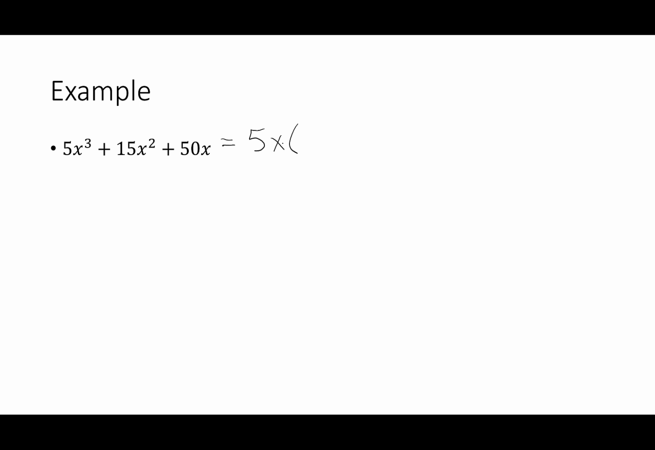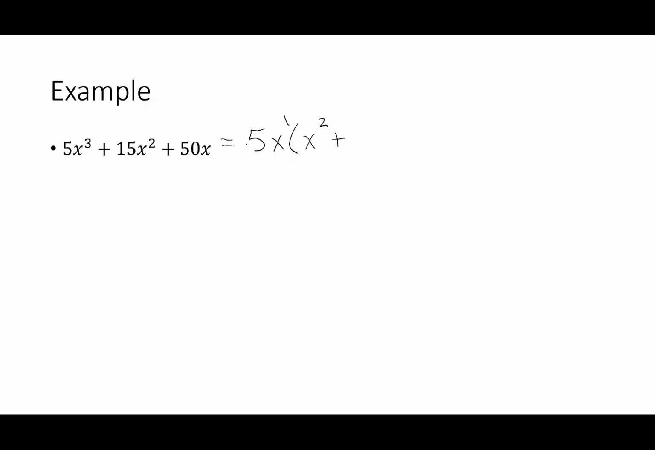I want you to think of looking at the number part and the variable part separately. So 5 goes into 5, that part is gone. X cubed divided by x leaves me with x squared. You can think about subtracting the exponent. So if I do 3 minus 1, I get 2.